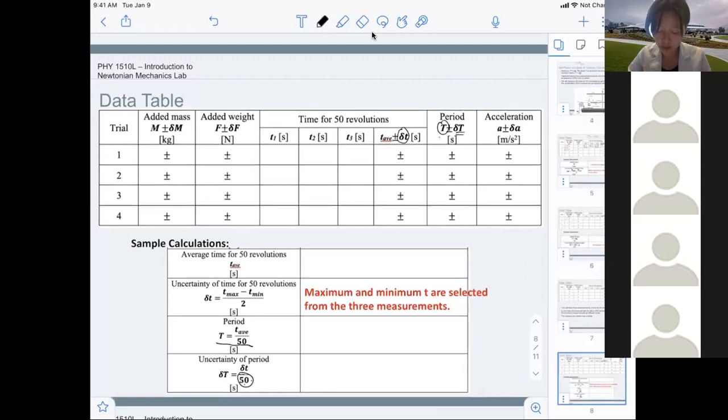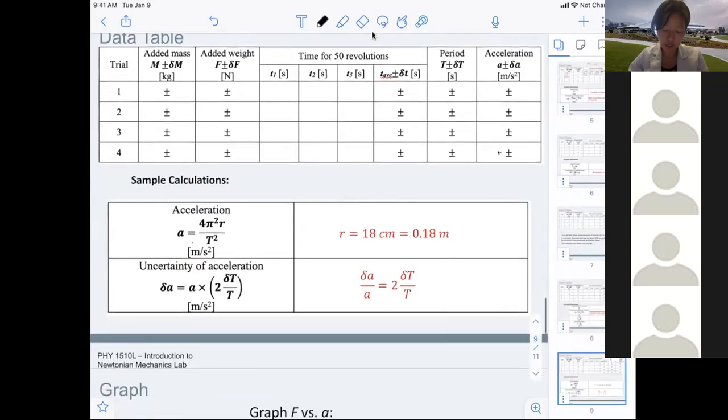So, with the period, essentially, we want to be able to use that to find our acceleration. To get our acceleration, you have the formula from before: 4 pi squared, which is constant, R is 0.18 meters, and divide by the period squared. And the period is what you calculate here. Okay. And your acceleration and your uncertainty of your acceleration, how do you calculate?